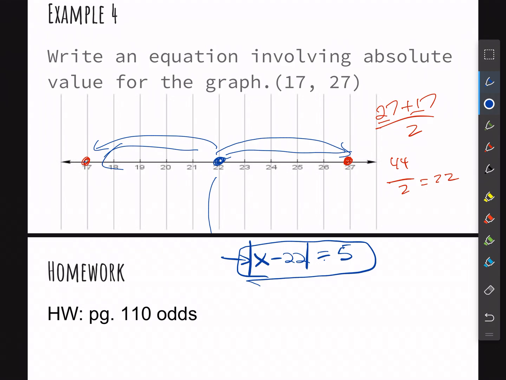Now I know that this is probably still a little bit confusing, so we will do more of this in class and we'll work some examples together, but here's the introduction at least to absolute values.